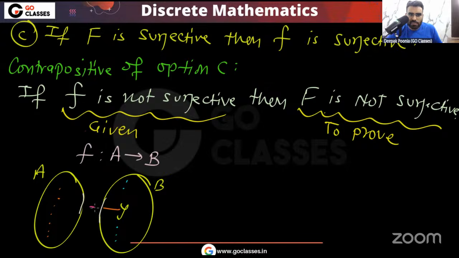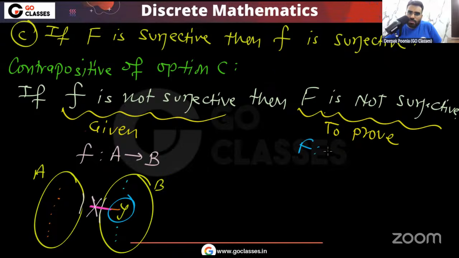This is what I'm saying. Okay. So, very simple. Small f is not surjective. It means that in this codomain there is at least one element y such that no element of the domain is mapping to y. Okay. Now in this situation, you just tell me what will happen in the capital F.